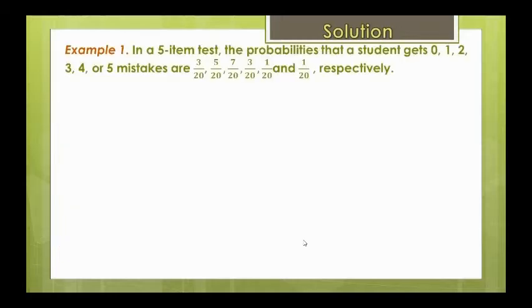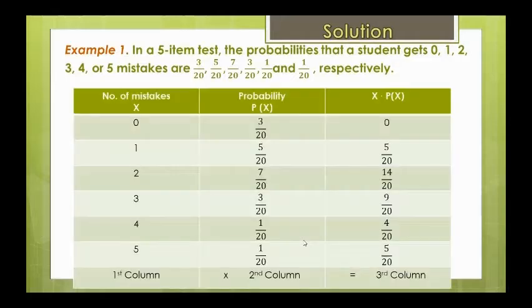Okay, to solve for this problem, anong gagawin natin? All we have to do is to arrange the given entries, which are the random variable values and their corresponding probabilities, in the first two columns. So, the first column is the random variables. Ito yung given sa problem natin. We have 0, 1, 2, 3, 4, or 5. So, isusulat yan natin dito sa first column, yung 0 hanggang 5.